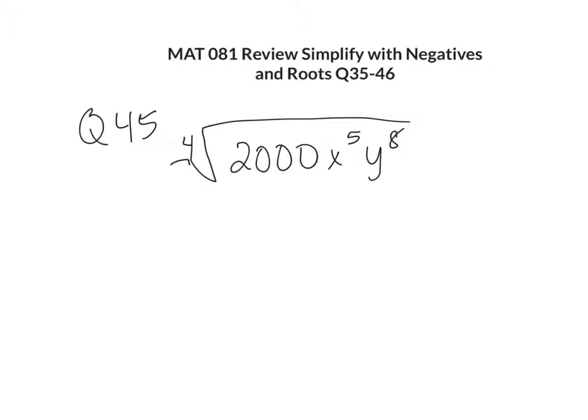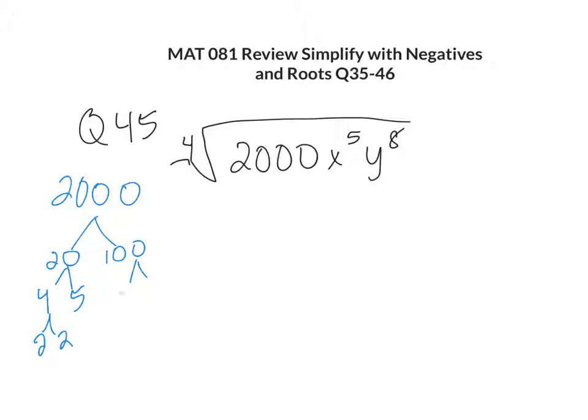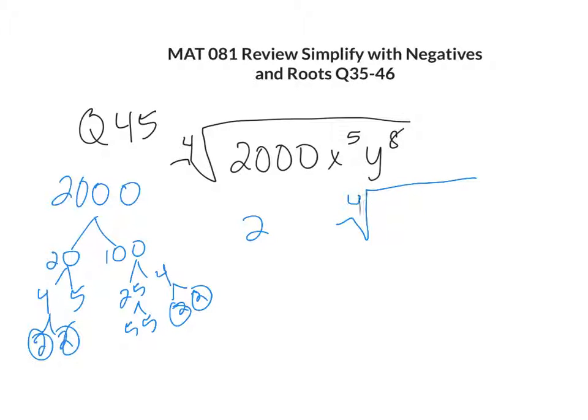This time we're looking for 4 of something because this is the 4th root. Let's break down 2,000. That's 20 times 100, which is 4 times 5, or 2 times 2 times 5. Break down 100: 25 times 4, which is 5 times 5, and 2 times 2. There are 1, 2, 3, 4 2s, so we can take out a 2. However, there are 3 5s left on the inside, so 5 to the 3rd power we still have to leave in there.